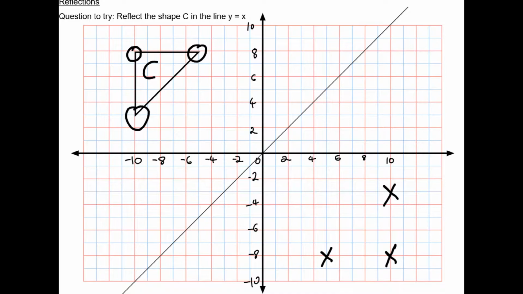And we can see that the way to think about it is, if you folded along the reflection line or the mirror line, then the reflected shape would be the imprint of the original shape. So now we join up the corners with a ruler, and that is our reflected shape.